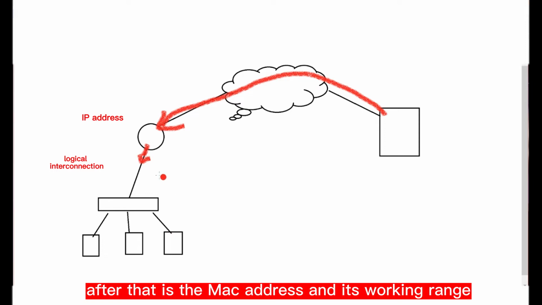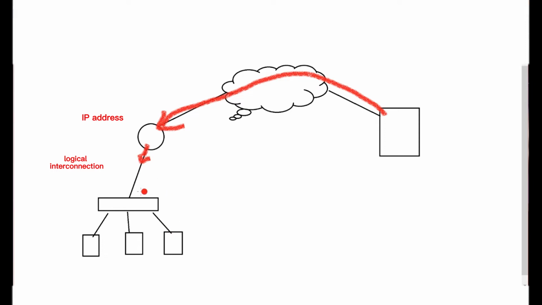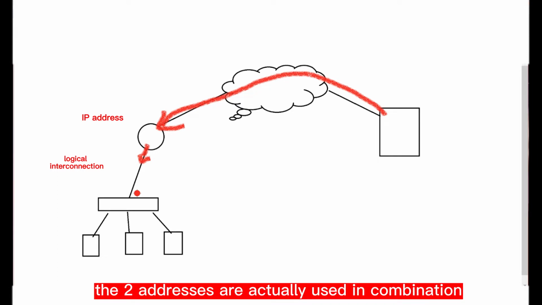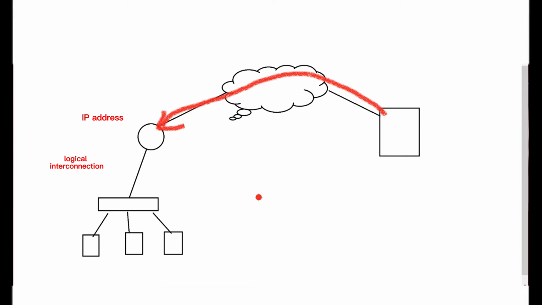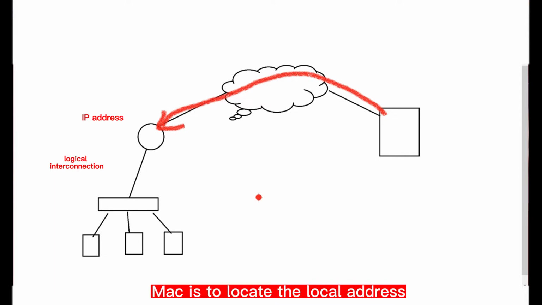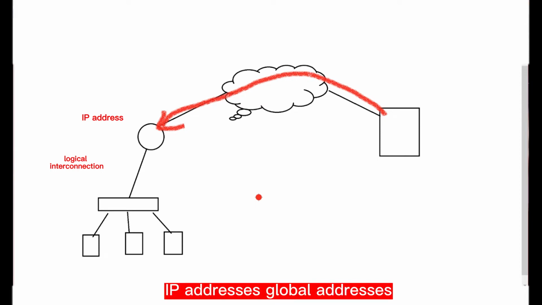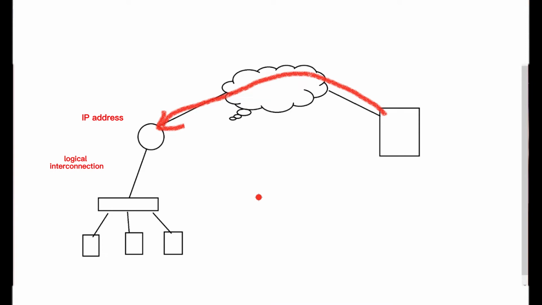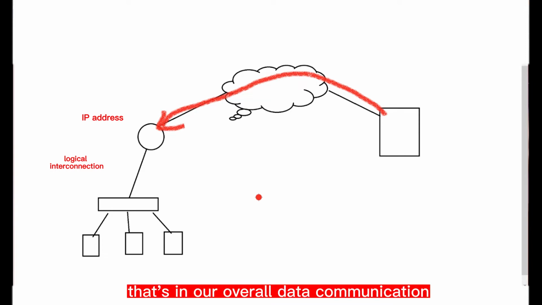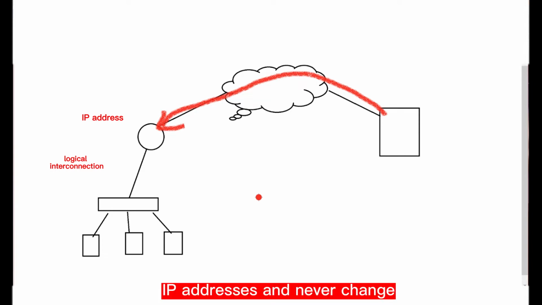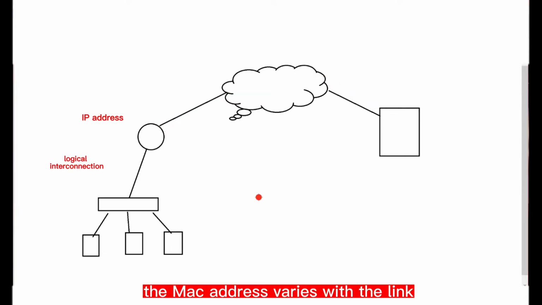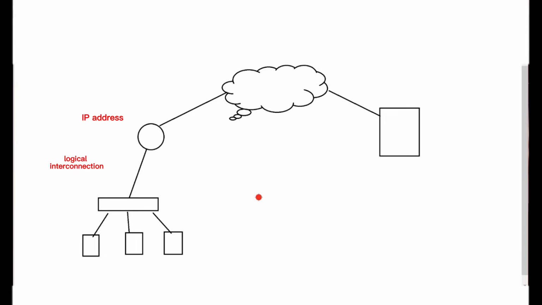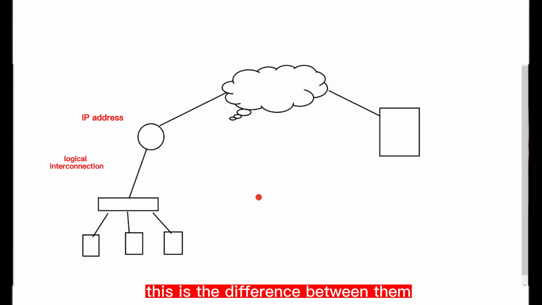After that is the MAC address and its working range. So, the two addresses are actually used in combination. It can be easily understood as MAC being used to locate the local address, and IP being the global address in our overall data communication. IP addresses never change. The MAC address varies with the link; it will change. This is the difference between them.